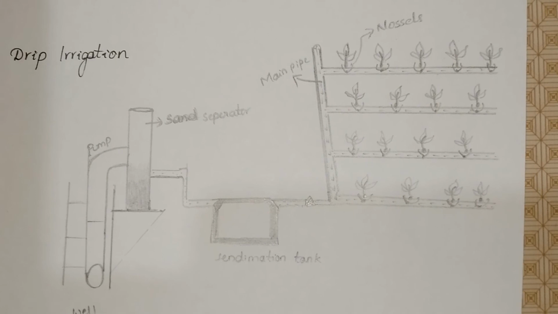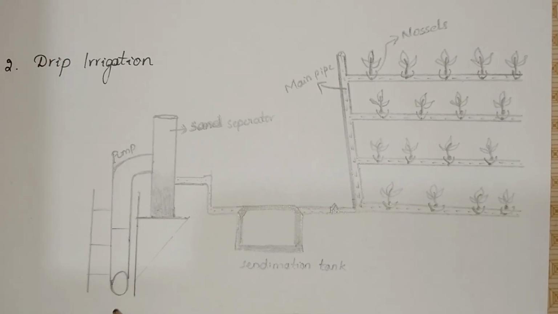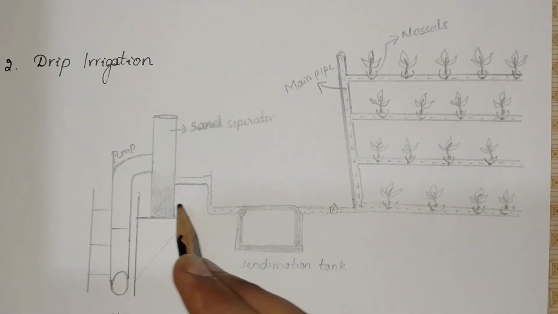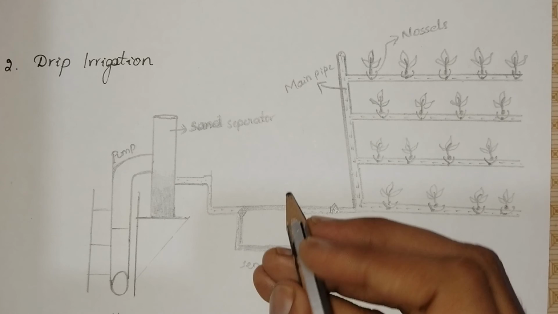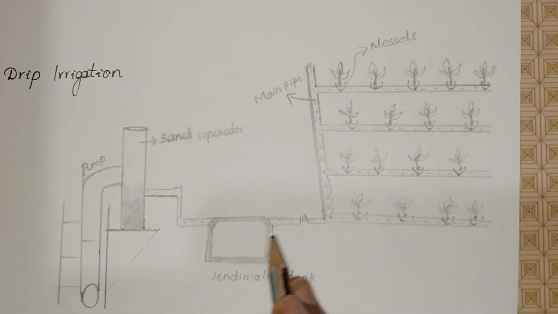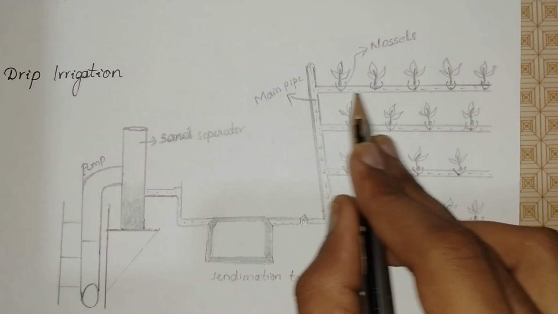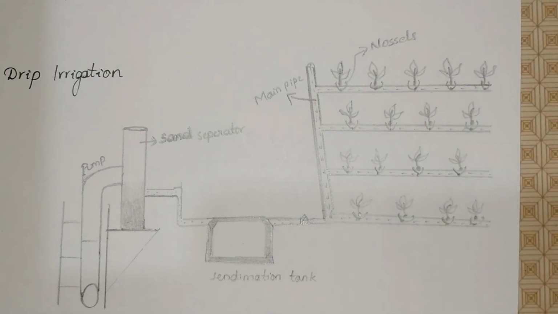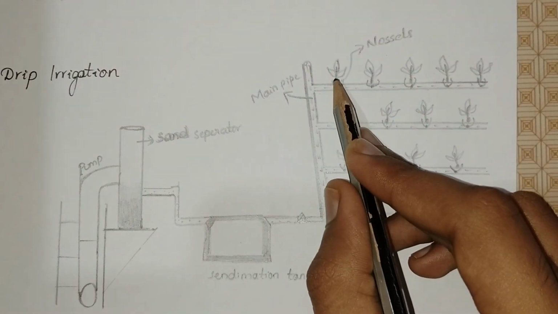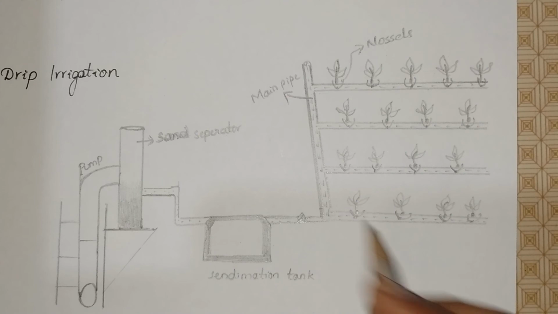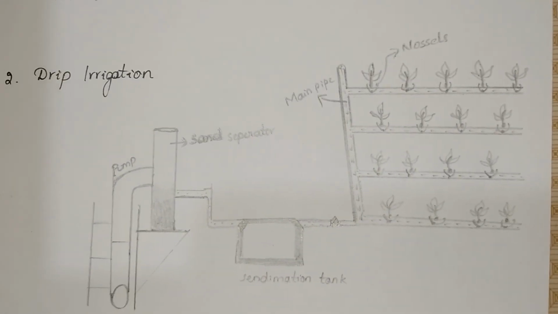Now if you observe this diagram, water is pumped from the well to the sand separator. In this pipe, sand and water will be separated. Then the water comes to the sedimentation tank. In this sedimentation tank, it mixes with some manures, etc. Then the water goes through the main pipe and small pipes. These nozzles help to supply water drop by drop exactly at the roots of the plant. Likewise, farmers are using this type of method in irrigation.